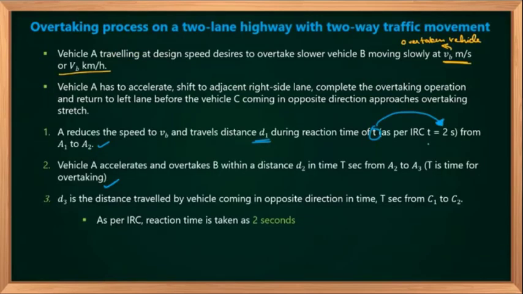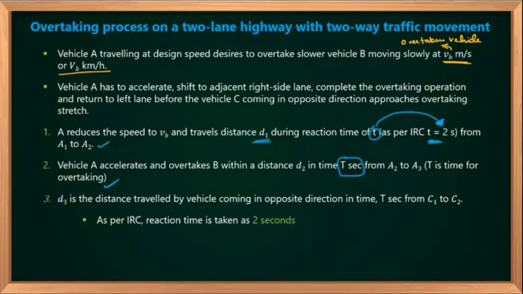Vehicle A accelerates and overtakes B within a distance D2 in time capital T seconds. Why is this capital T and why is that small t? Because that is just the reaction time to overtake. This is accelerating at an acceleration of a. It is moving at a very high speed. That time is called capital T. How to calculate it, we will see. Capital T is the time for overtaking.